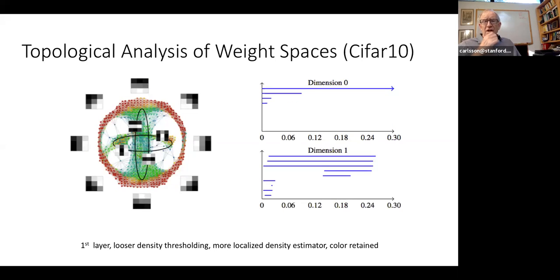But here's another situation where we're using a more complicated data set called CIFAR10, which has many more classes in it, more digits and so forth. And here you can see that the actual three-circle model even appears. This is at the first layer, which is with looser density thresholding, a more localized density estimator, and so on. And again, the fingerprint for the three-circle model is 5 bars, which is the 5 bars that you see here. And again, it's connected.